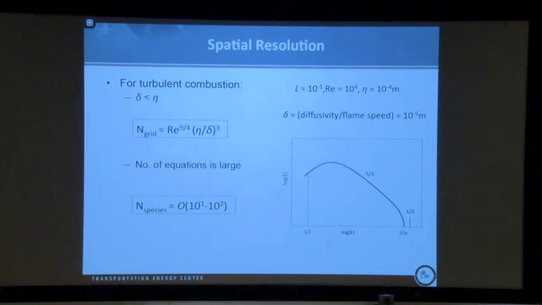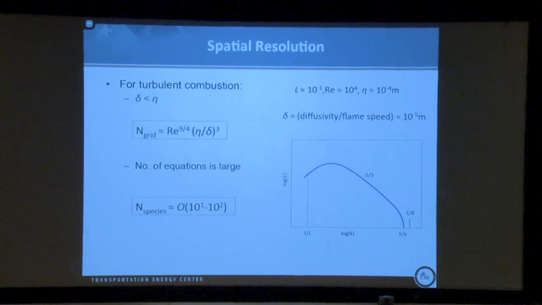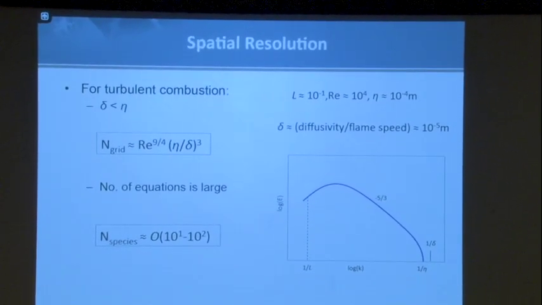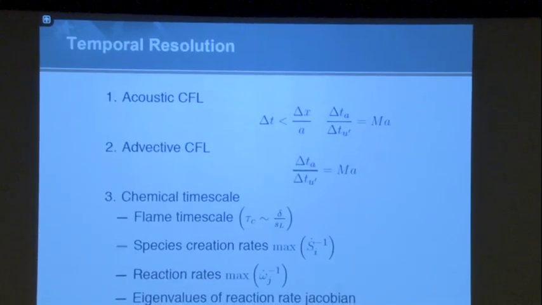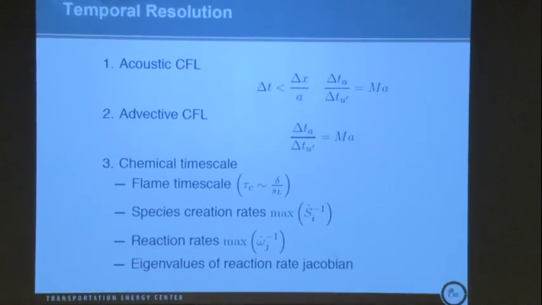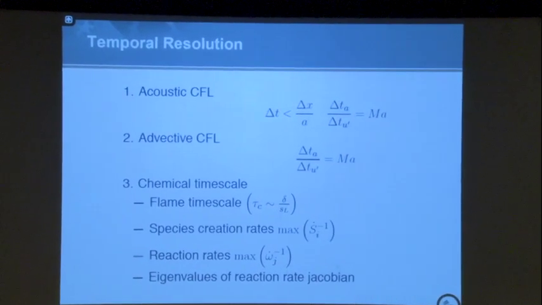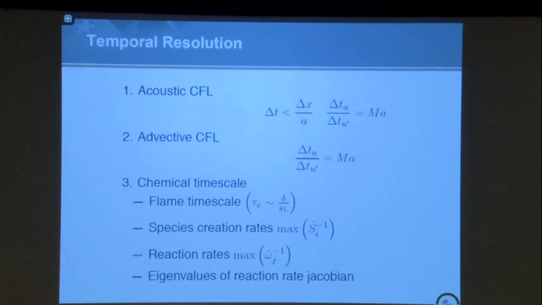Okay, I've kind of said this already: the range of scales is large. The number of species is also large, so we have a large number of degrees of freedom, with between 10 to 100 species. Comparably, we have very significant time resolution requirements dictated by the acoustic Courant-Friedrichs-Lewy (CFL) condition, where the time step has to be smaller than the ratio of the mesh spacing to the sound speed.